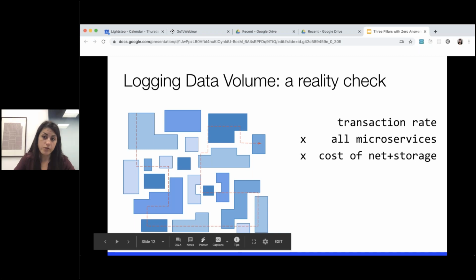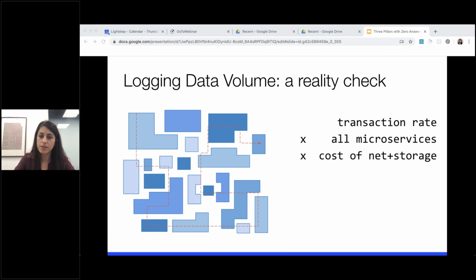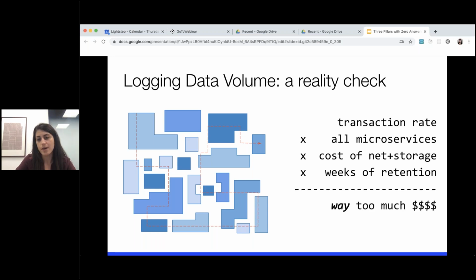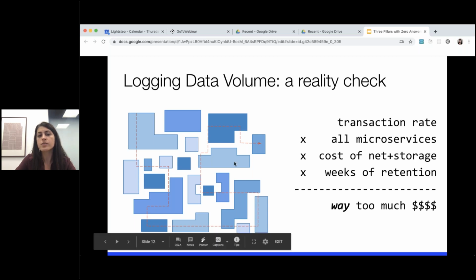So you take the transaction rate and multiply it by the number of microservices, then multiply it by the cost of network and storage, and then multiply it by the number of weeks of retention, and that just results in a lot of money. So the sheer cost of this data volume is the major flaw for logging.